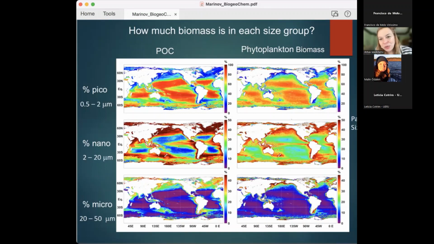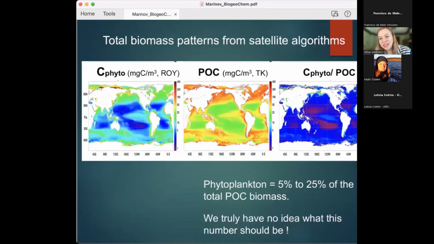Now, another way to question this data set is to look at the total amount of biomass. These are the phytoplankton total biomass and the POC total biomass from the Kostadinov and the Roy data sets, and we can look at the ratio of these.